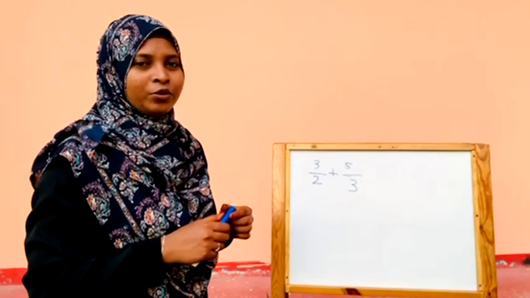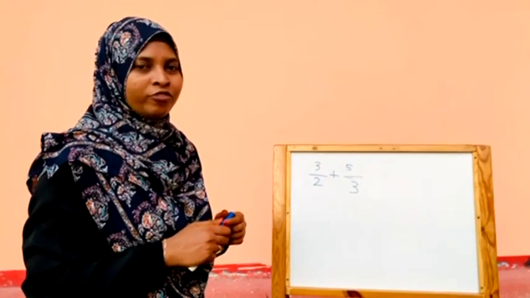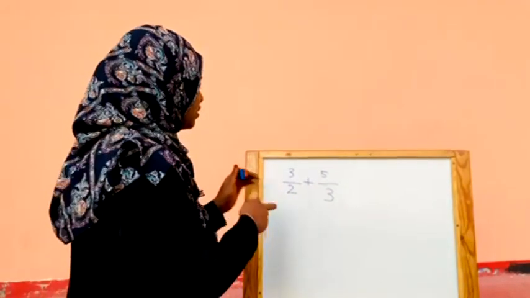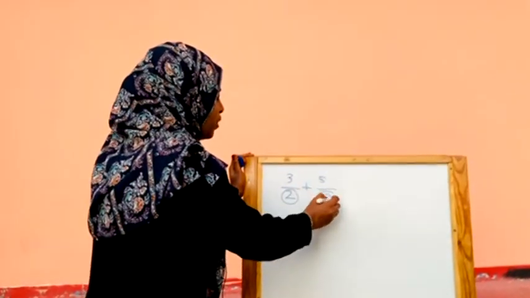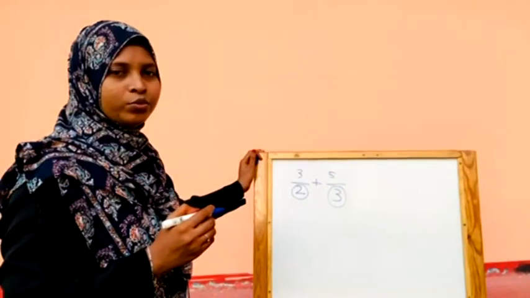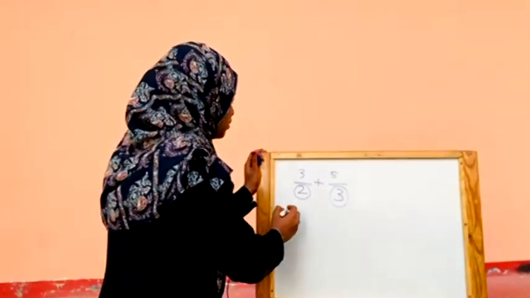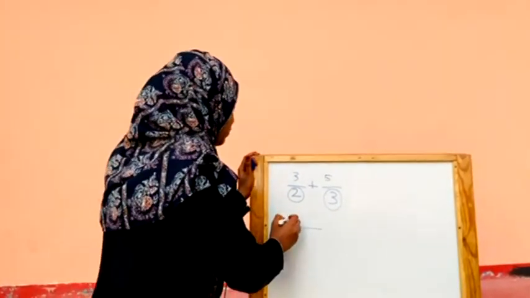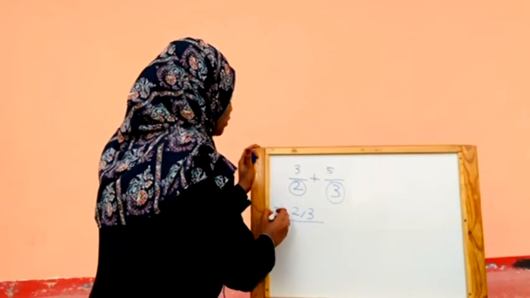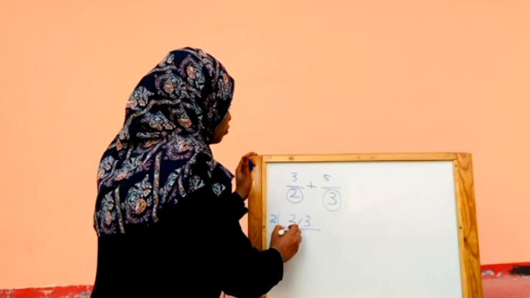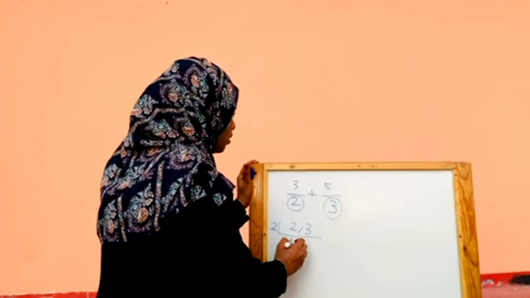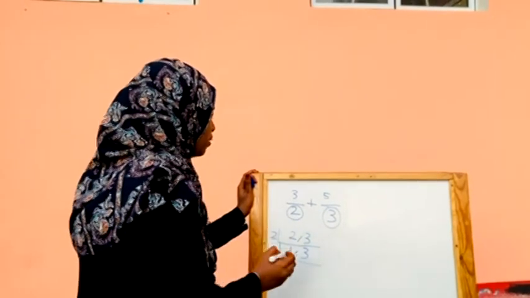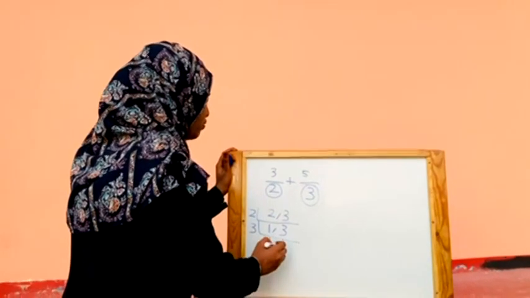Now I am going to show you how to do addition of unlike fractions. Here you can see 3 by 2 plus 5 by 3 and you can see that 2 and 3, the denominators, are different. So what we have to do is make the denominators the same. In order to make the denominators the same, we have to find the LCM. 2, 3. From the times of 2, 2 comes 2 times 1. So we have to write 1 here and we have to write 3. And once again we have to write 3 times. 3 times 1 is 3. So we have to write 1 here.